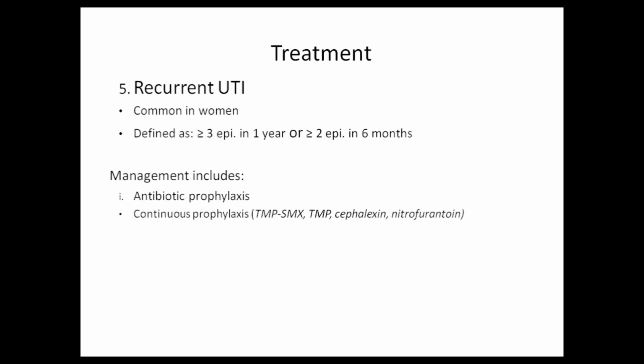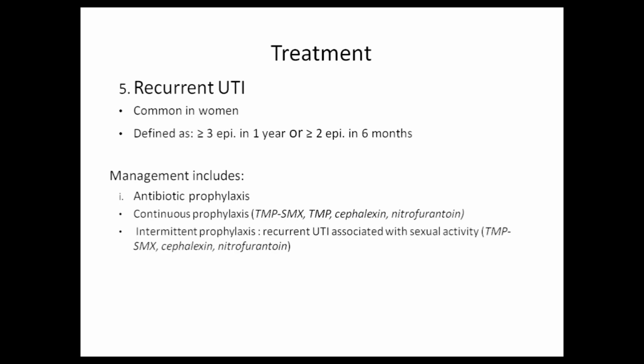In antibiotic prophylaxis, the first type is continuous prophylaxis, and the second type is intermittent prophylaxis. In continuous prophylaxis, we use TMP-SMX, or trimethoprim alone. We can also use cephalexin and nitrofurantoin. Intermittent prophylaxis is mostly used for recurrent urinary tract infections associated with sexual activity. The antibiotics used are trimethoprim, sulfamethoxazole, cephalexin, as well as nitrofurantoin.